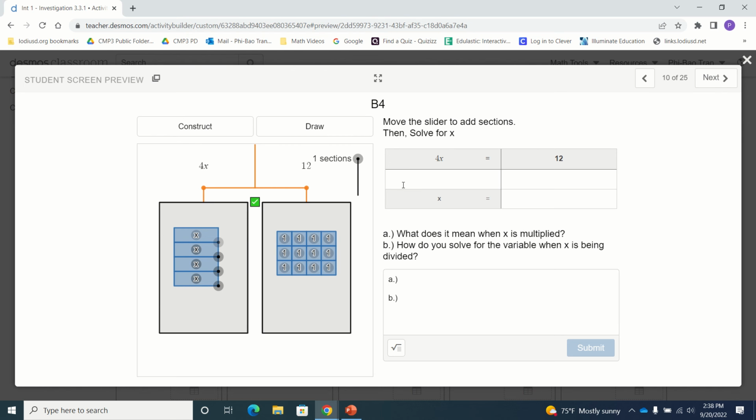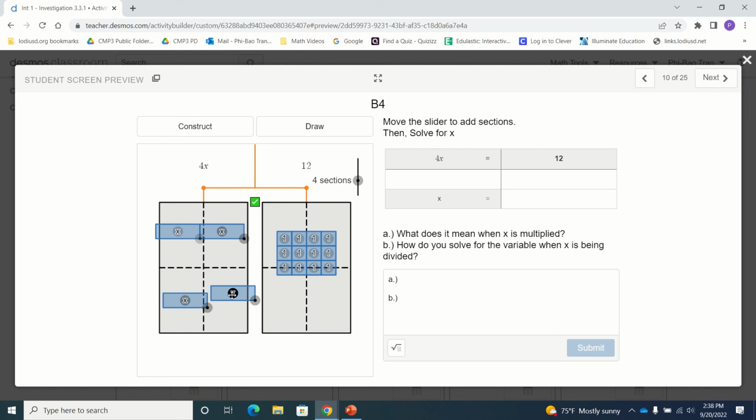Here is B4. So how do we solve a problem when we have multiple x's? So right now we have 4x equals 12. Or we can think of 4x as having more than one x. I have 4 of these. So the way we can solve this is that we can sort these out into equal groups. So since we have 4 of them, we can split these up into 4 sections. 1, 2, 3, 4. But if I sort these into 4 groups, I need to also sort these into 4 groups.